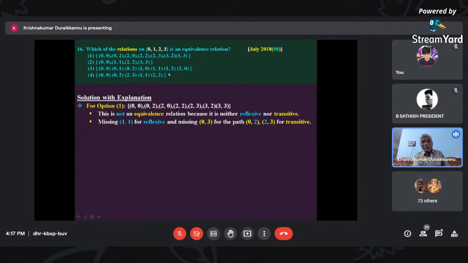And symmetric is nothing but that if an element (A, B) belongs to relation R, then (B, A) belongs to R. Then only it is symmetric. Suppose (2, 1) is there, then (1, 2) should also be present in the relation. Then it is called symmetric.